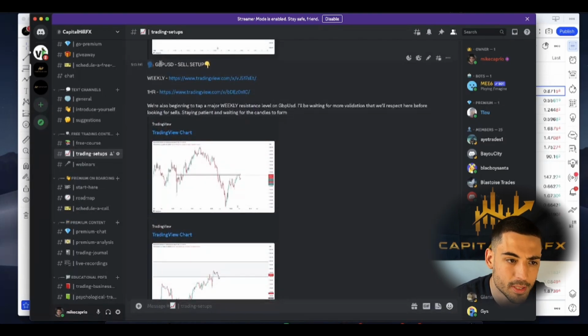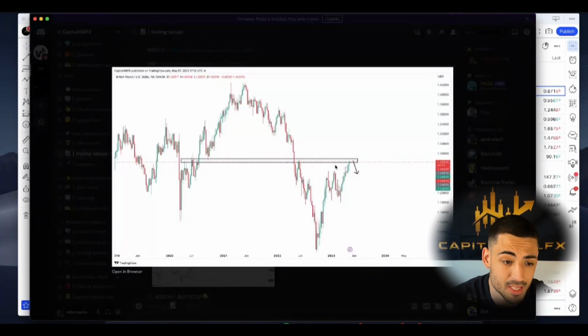Sell setup on GBP USD. And we could see on the weekly time frame, we just had this significant structure in the market that has found indecision, right?